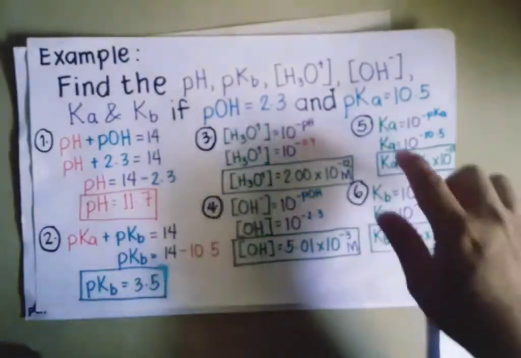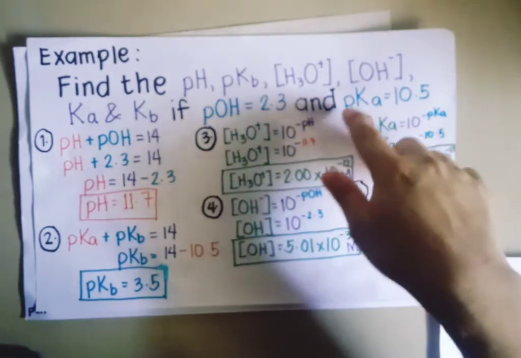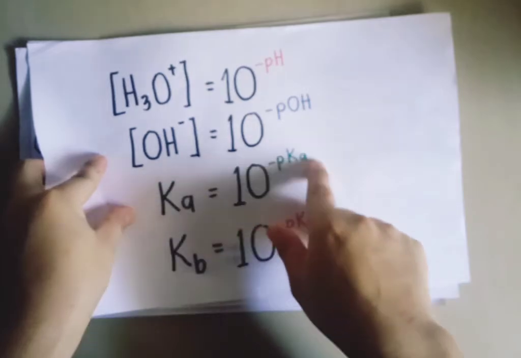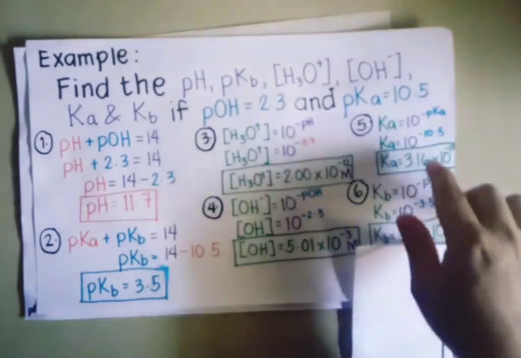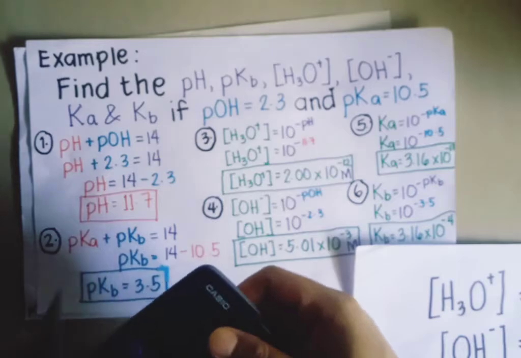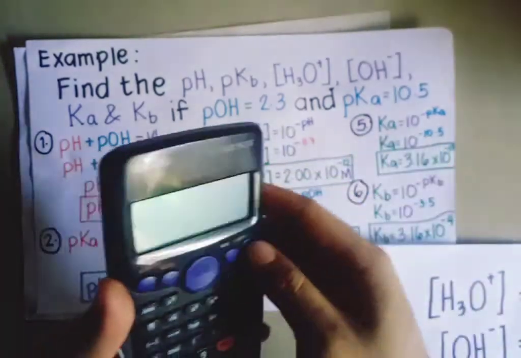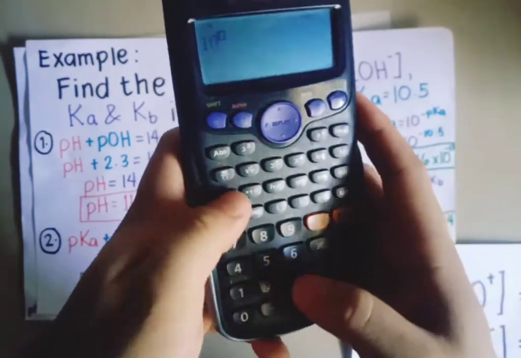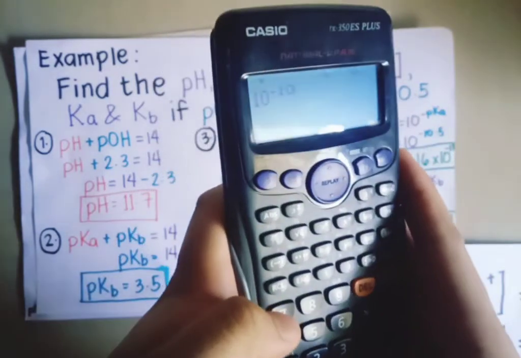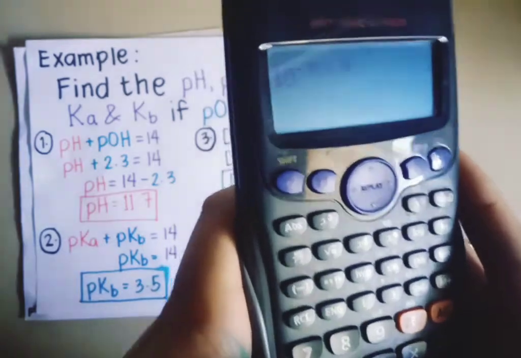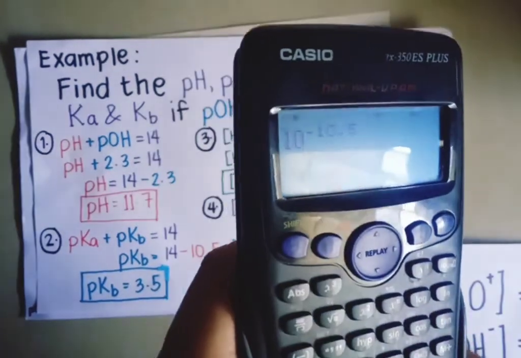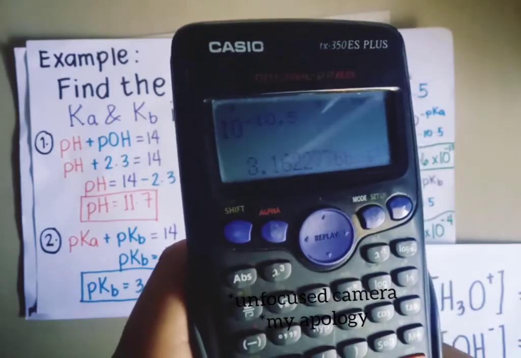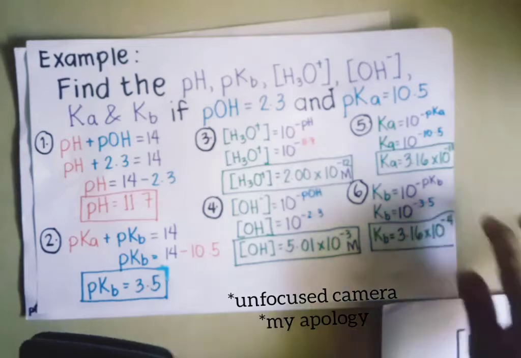Next, for the Ka, since we have the value for pKa, we can use this formula. Ka is equal to 10 raised to negative pKa. Our pKa is 10.5, so that will become negative 10.5. So that's 10 raised to negative 10.5. Can you see it? And our answer will be 3.16 times 10 raised to negative 11.